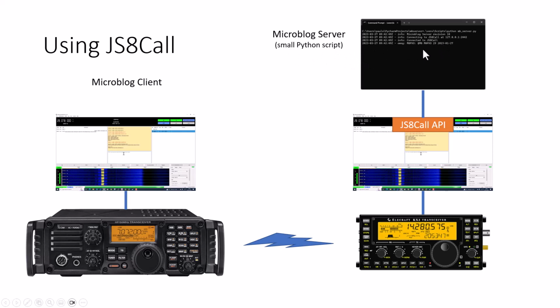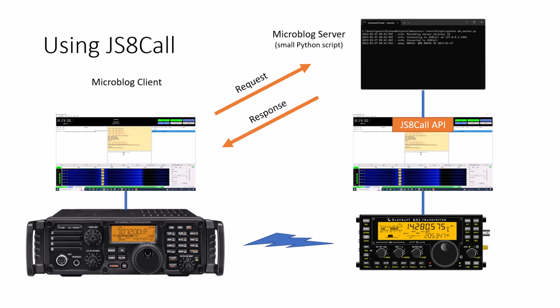Not getting into too much technicality here, but basically the server connects to JS8Call through an application program interface or API. The operation is very simple. You type in a command in the Microblog server output message window in that box there, and you hit enter. That sends a request to the server, and the server responds. And that's it. Nothing more than that.